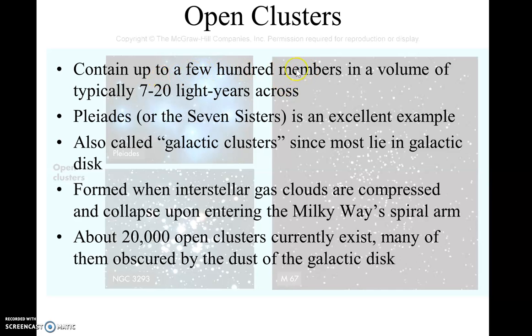Open clusters can generally have dozens to maybe a few hundred stars that are members of an open cluster. We find these generally in the disk of the galaxy. As it says, this is the typical size of an open cluster, anywhere from 7 to about 20 light years across. For example, there's a region you might have heard of before.